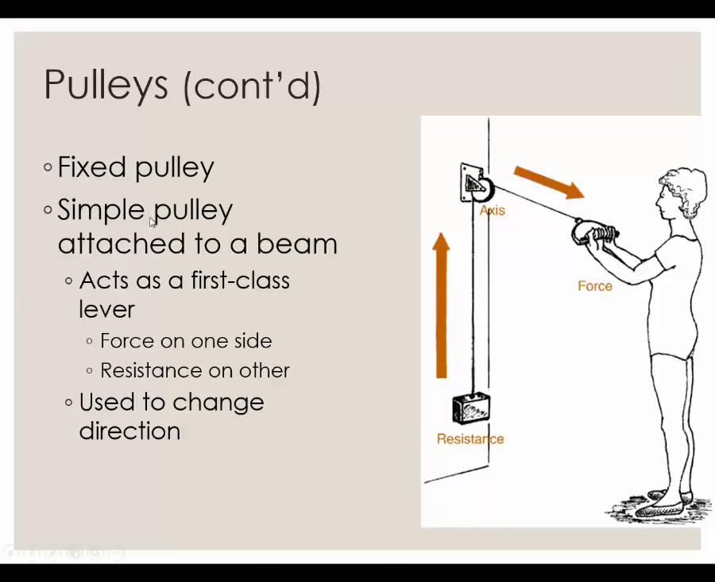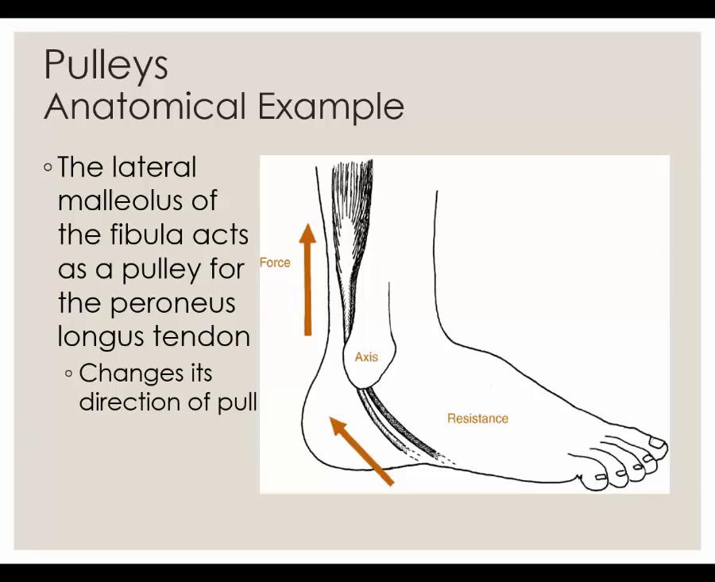So you've got a fixed pulley and then a simple pulley attached to a beam. This acts as a first class lever. Force is on one side, resistance is on the other, and it's used to change direction but try to keep it balanced. An example anatomically would be the lateral malleolus of the fibula, or that outside ankle bone, which acts as a pulley for the peroneus longus tendon. It changes its direction of pull to try to balance.